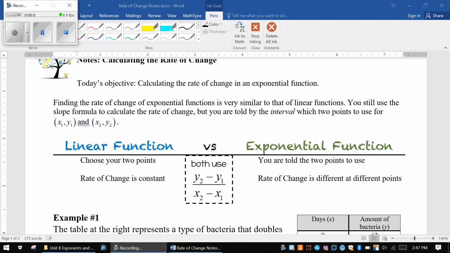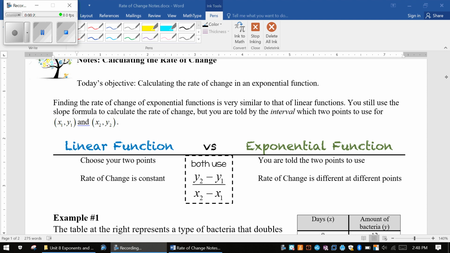Today we'll be calculating the rate of change for an exponential function. Finding the rate of change of exponential functions is very similar to that of linear functions. You still use the slope formula to calculate the rate of change, but you are told by the interval which 2 points to use for your slope formula.